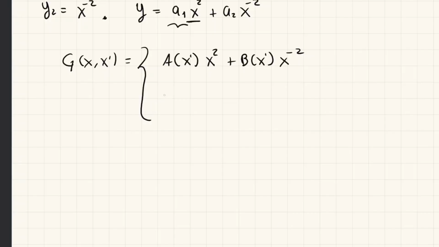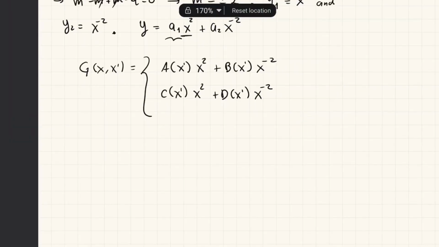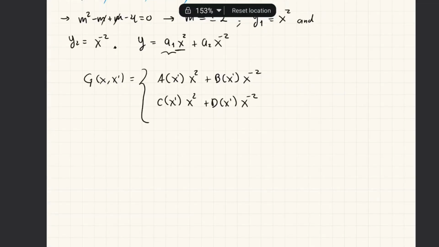And then the second piece for the Green function will be c(x') x squared plus d(x') x to the negative 2. Recall that I'm splitting the Green function into two pieces because we know that at the point x', the derivative of the Green function is not continuous. So it is convenient to split it into two pieces for this reason. But we also know that the Green function should be continuous at x', right?